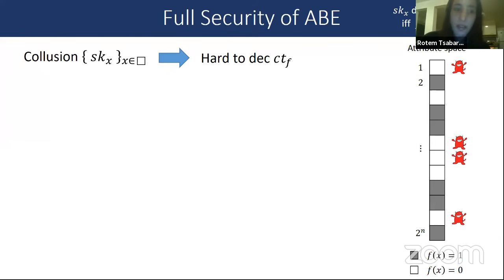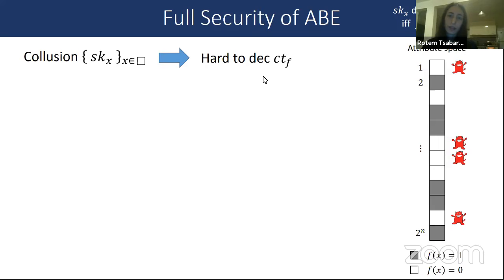So assume an adversary that can have multiple different secret keys. We only limit the adversary in the way that it can only have keys for the white area, for the non-authorized area. And I didn't write it on the slide, but it should only have polynomially many keys. And then the guarantee that we would like to have is that if he only has this kind of set of keys, then it should be hard for him to decrypt the ciphertext.